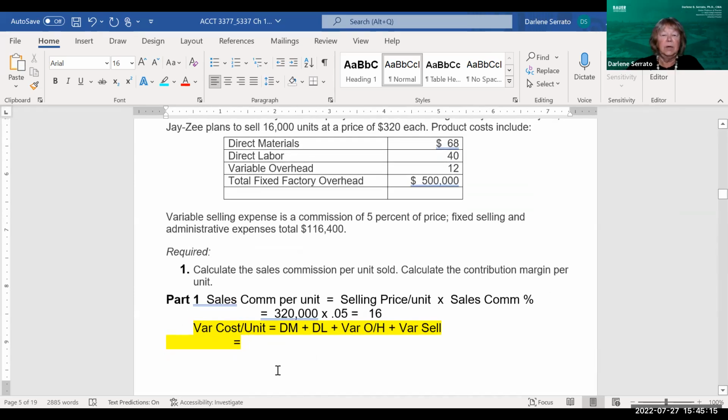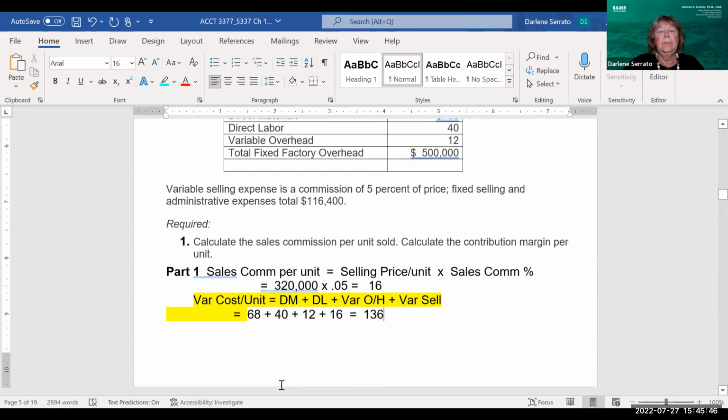Variable cost per unit. Direct materials is 68 plus direct labor of 40 plus variable overhead of 12 plus variable selling of 16 equals 136. Okay.